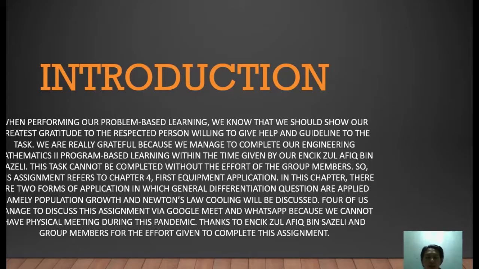My matrix number is AA190659. I am from section 7 and now I'm going to talk about the introduction for this program-based learning.